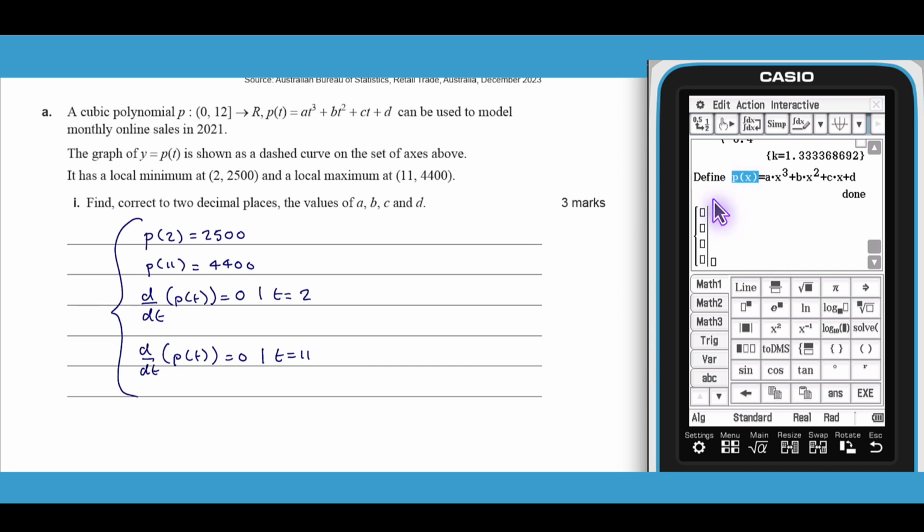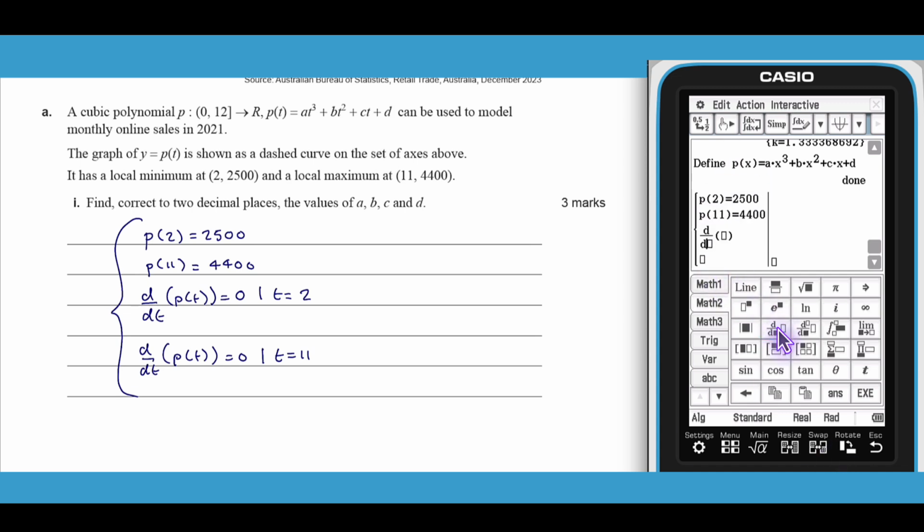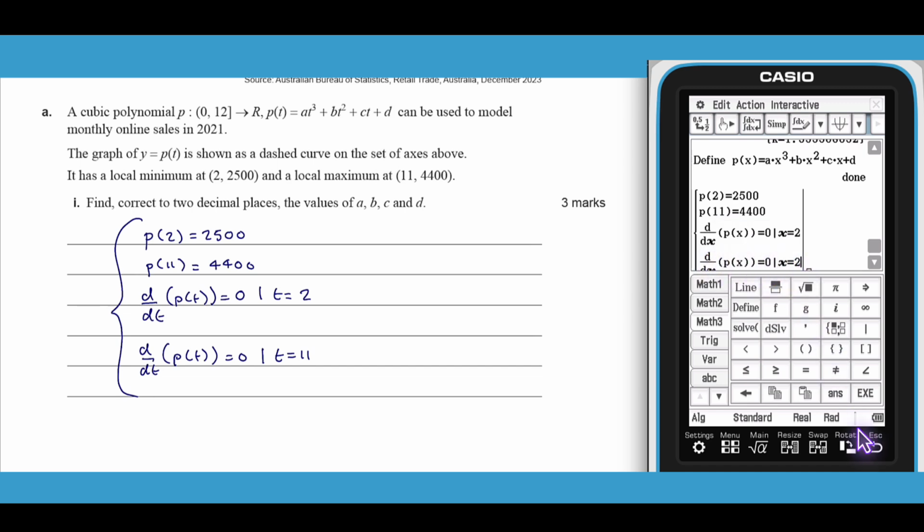Now, using a little drag and drop, enter the first 2 equations. For the third equation, enter the derivative template from the Math 2 keyboard and drop in P of t. Now equate the derivative to 0 and substitute in the value x equals 2 using the given that symbol from the Math 3 keyboard. The fourth equation is a swipe, drag and drop copy of equation 3, changing the x value from 2 to 11.